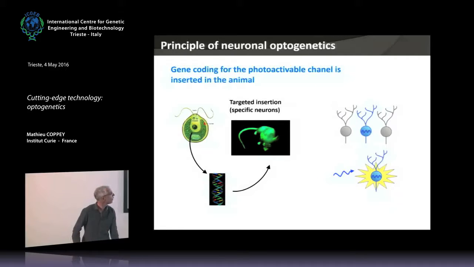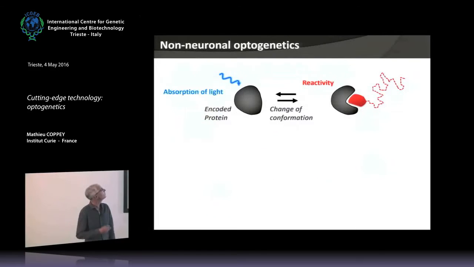That was the origin. But now optogenetics has also been extended to non-neuronal applications, and this is what I'm going to talk about today. The idea is still the same: to reuse proteins that are photosensitive and react to light, and then engineer those proteins to make actions on your biological system. So the general idea is that you have a genetically encoded protein that will undergo a change of conformation and become reactive.